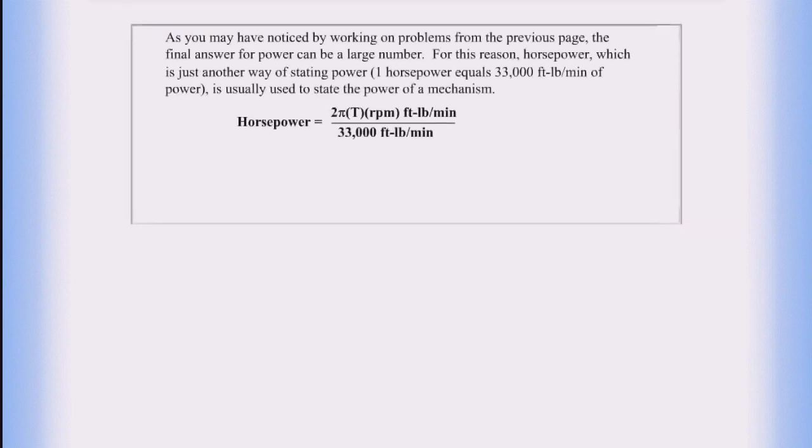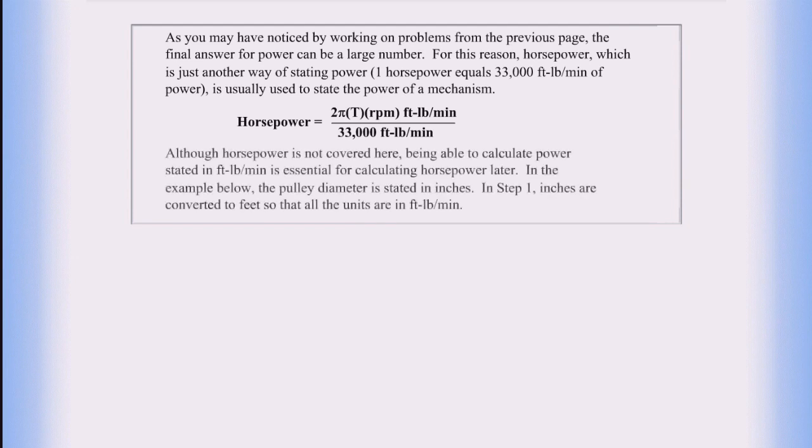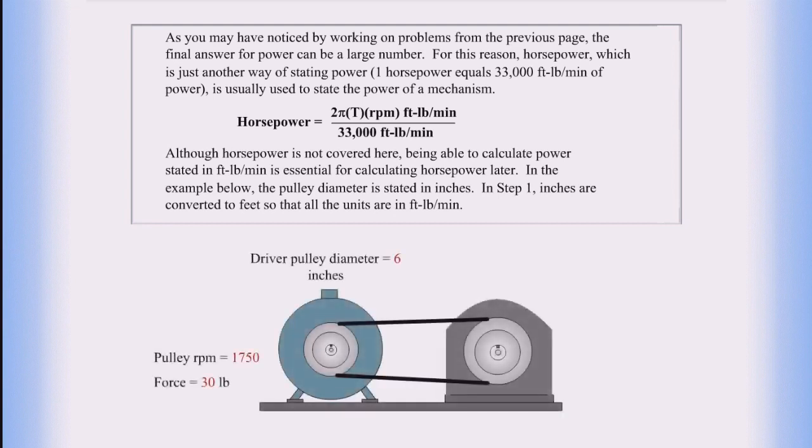As you may have noticed by working on problems from the previous page, the final answer for power can be a large number. For this reason, horsepower, which is just another way of stating power, is usually used to state the power of a mechanism. Although horsepower is not covered here, being able to calculate power stated in foot-pounds per minute is essential for calculating horsepower later. In the example below, the pulley diameter is stated in inches. In step 1, inches are converted to feet so that all of the units are in foot-pound per minute.